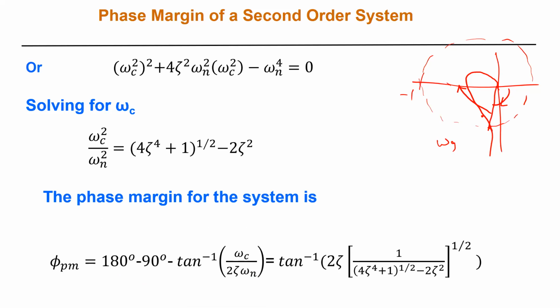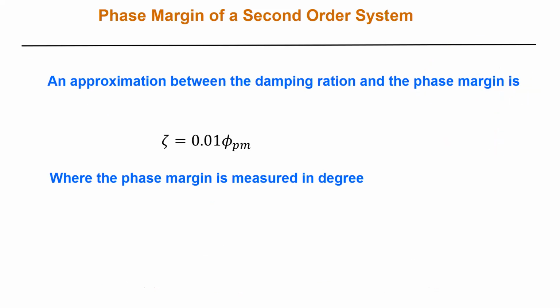Through the trigonometric identities, I can reduce this equation into this one. So now I have a relationship between the phase margin and zeta. This equation is a little bit complicated, so people will do approximation. If we do the approximation, this is basically what we are going to get.